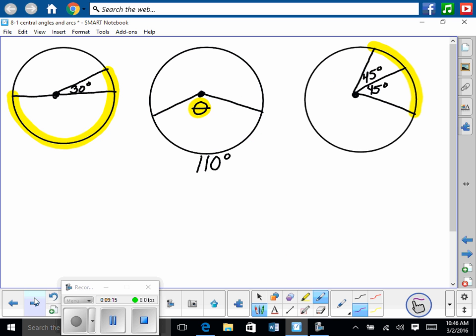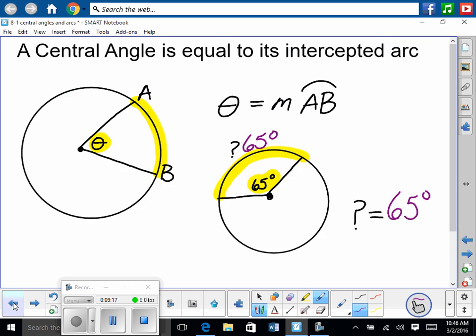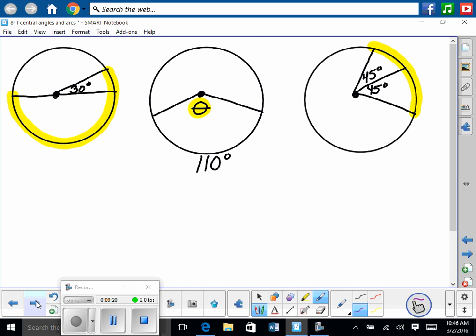Okay, so a couple more. Wait, that's under group. You're doing another one. Sorry. No, you're good. You're good.